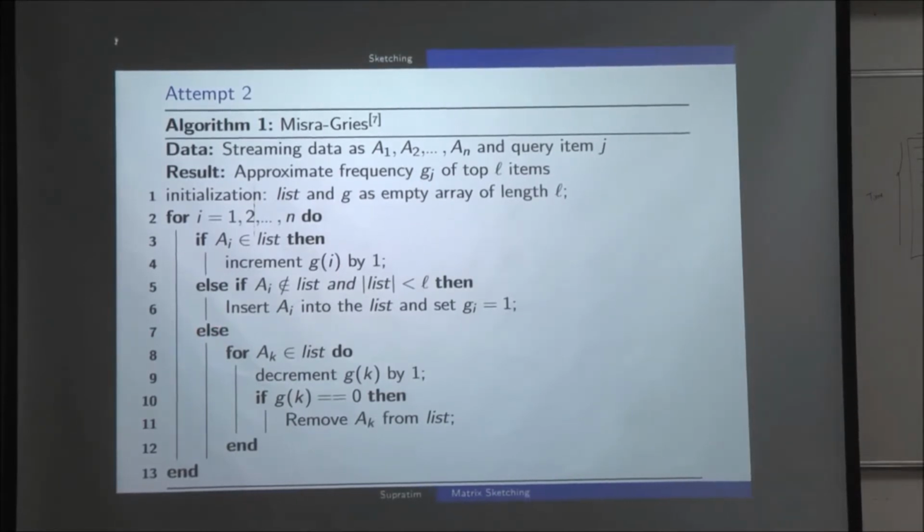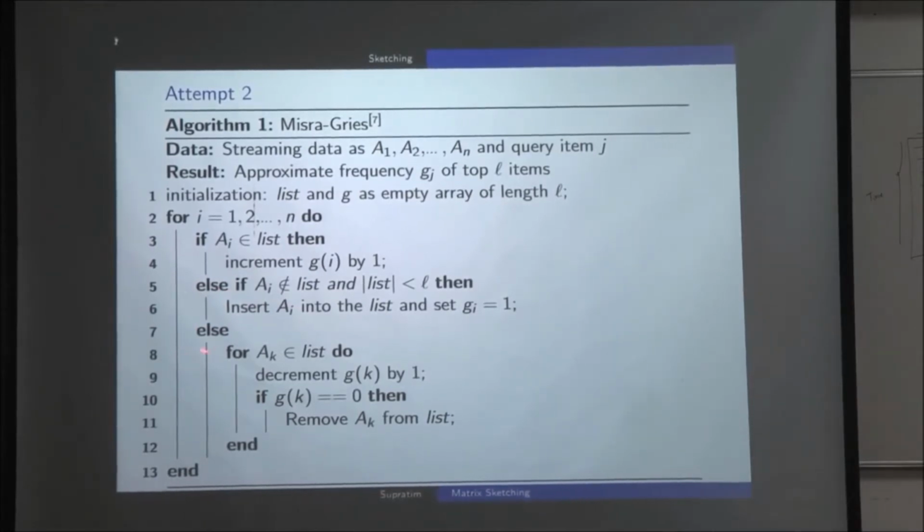So there can be three cases. One case is that ai is present in the list, then we will simply increment its counter. If ai is not present and the list length is less than L, it means that we have space to retain the counter of one more item. So then we will insert that item and set its count to 1.